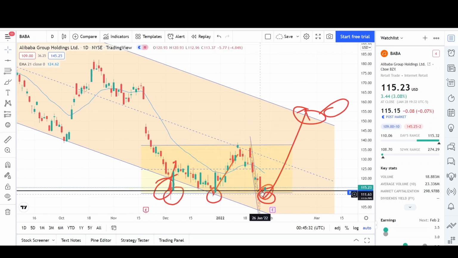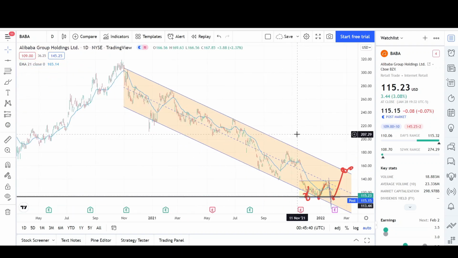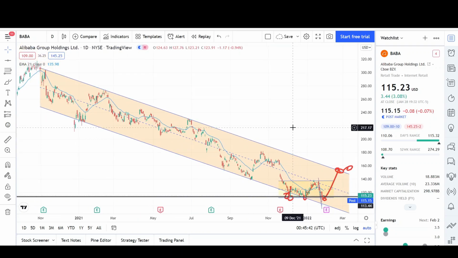But as of right now, I don't think we're going to continue lower from right here. I think we're probably going to see a little bounce, and then from there I'll probably give you guys an update. So that's all I have on the daily chart for Alibaba. Let's go and wrap this up on the weekly chart.